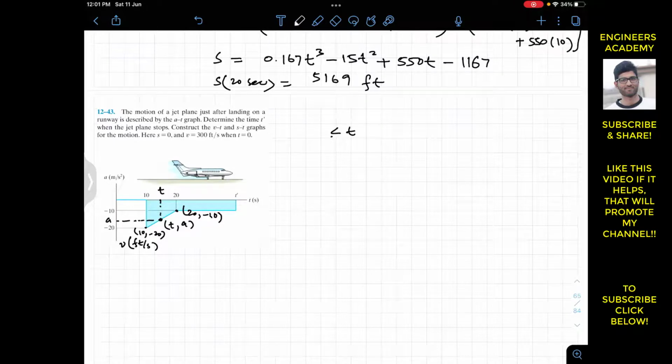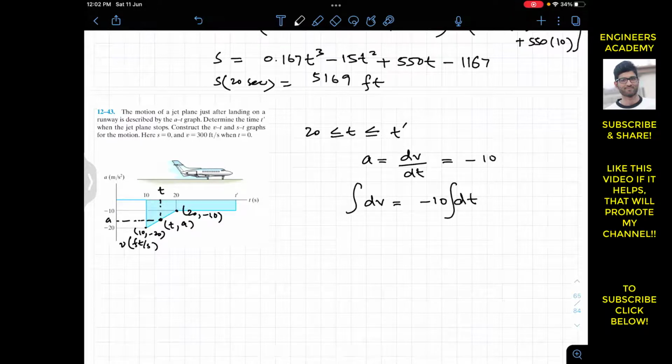Now the third interval is from t greater than or equal to 20 seconds and less than or equal to t'. Now t' is unknown, but from the graph we know that acceleration remains constant for this interval, and that is equal to minus 10. So let's write that the acceleration, which is equal to dv by dt, equals minus 10, and from this we can write that dv is equal to minus 10 times dt. And now we need to integrate both sides of the equation.